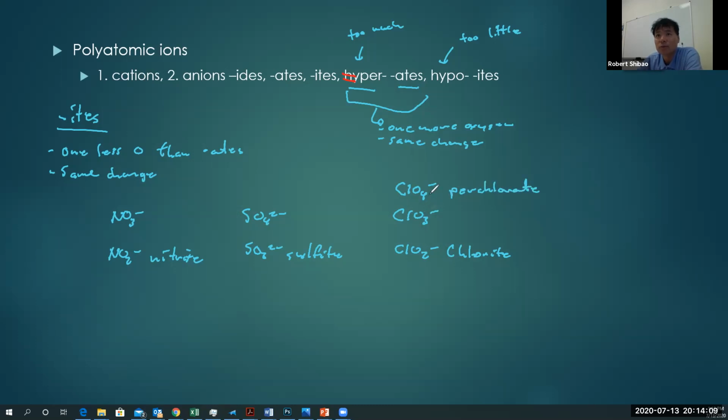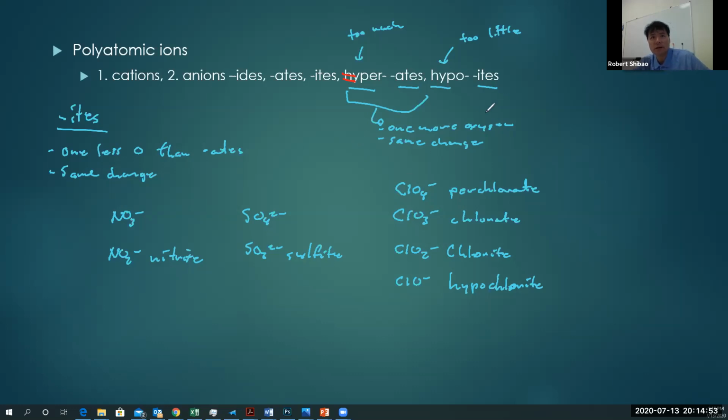So perchlorate has one more oxygen than chlorate, but same charge. Chlorite has one less oxygen than chlorate, same charge. And then we have hypo-ites. Hypo is too little, so one less oxygen than the ites. So this is going to be ClO minus. This would be hypo, but we don't call it PO. We're going to call it by its full name, hypochlorite. So we have the hyper or per and the hypo. Those are the ones that are easy to derive.